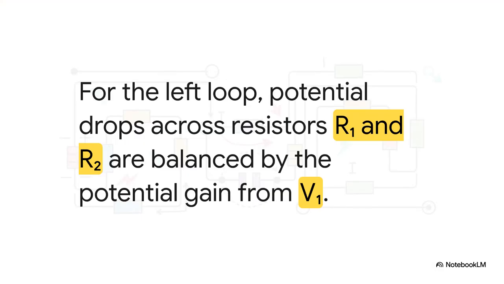Let's trace the left loop, ABFEA, going clockwise. Starting from A, we cross resistor R1 in the same direction as I1. So that's a potential drop of negative I1 R1. Then we cross R2 in the direction of I2, another drop, negative I2 R2. Then we go through the battery V1 from the negative to the positive terminal. That's a potential gain, so plus V1. We're back where we started, so the sum of all those changes has to be 0. And there's equation number 2.